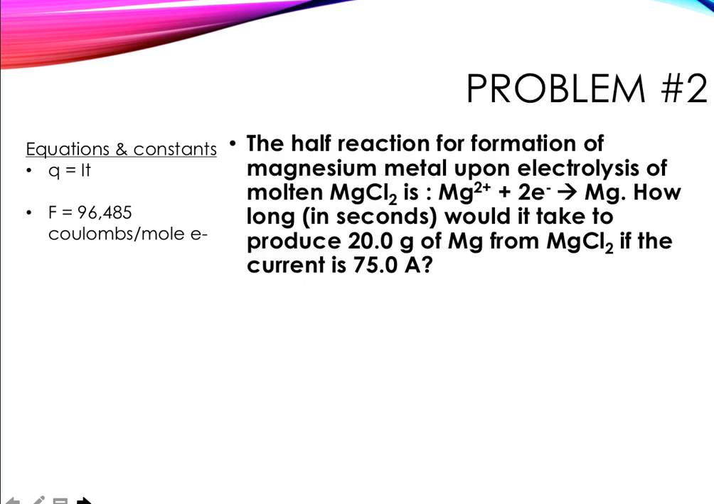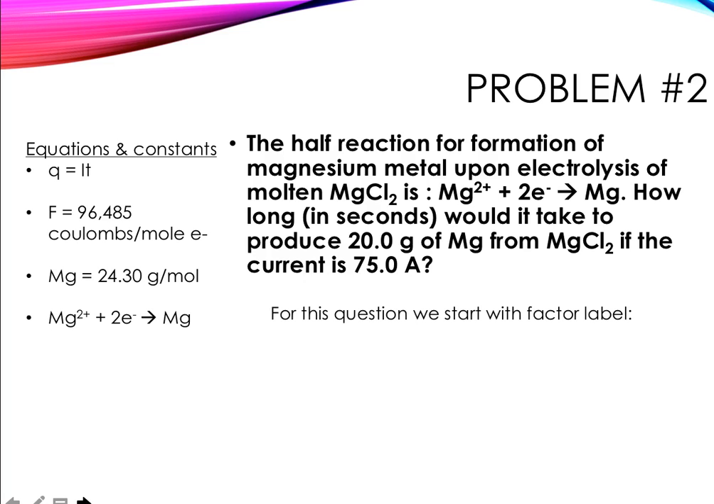So again, we know amps times seconds gives coulombs. We've got the Faraday, and the molar mass of magnesium we can just look at our periodic table, which of course you always have handy. We know that it's a 2-electron process to go from magnesium ions to the magnesium metal, and then we're ready to go. So in this case, we're starting in the other direction. We'll start with the factor label to get to coulombs. That is our strategy.